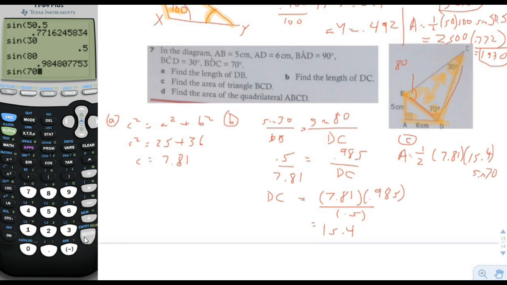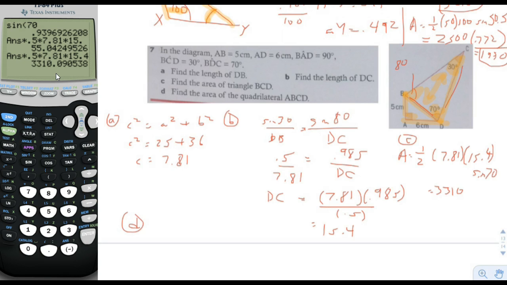Sine of 70 is 0.940. And then we can multiply it times 0.5 times 7.81 times 15.4 equals 3310. Okay, that looks about right. It's like 15 long. Okay, that was C.